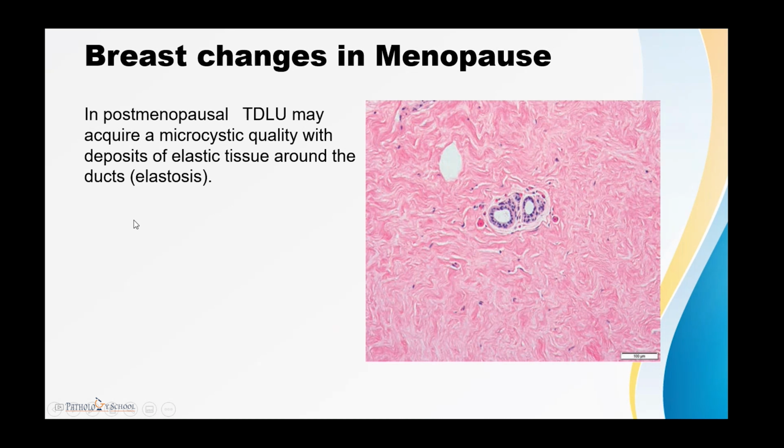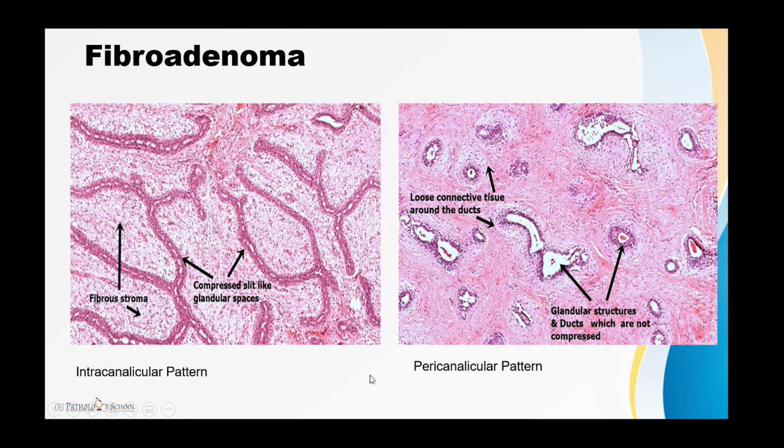Now, changes in menopause. In the postmenopausal breast, the terminal duct lobular unit may acquire a microcystic quality with deposits of elastic tissue around the ducts, known as elastosis. There is an increase in the stromal component, and the terminal duct lobular unit becomes somewhat like a microcyst.